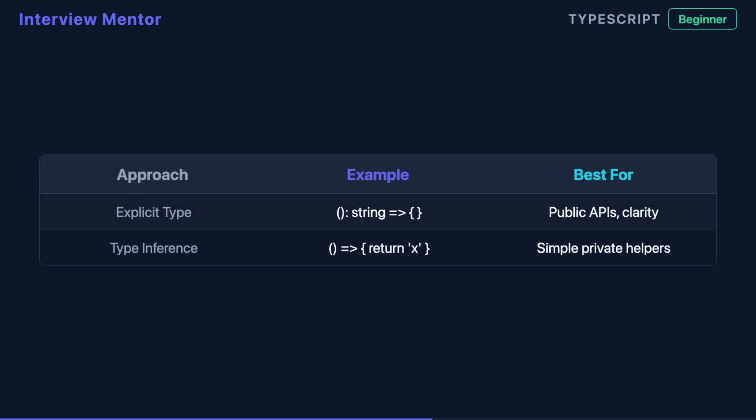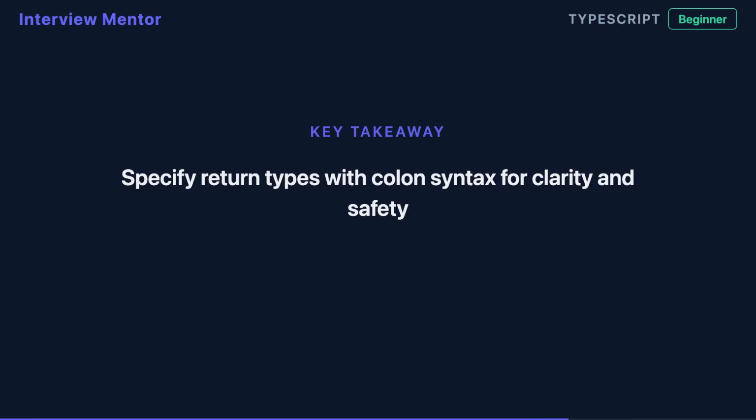TypeScript can actually infer return types from your code, but explicit annotations prevent mistakes and improve readability. When you explicitly type your returns, other developers and your IDE instantly know what to expect. Type inference is convenient, but explicit is better for maintainability. Use colon syntax after parameters to specify return types. Keep your TypeScript functions type-safe and your team will thank you. Practice this pattern in your next TypeScript project.